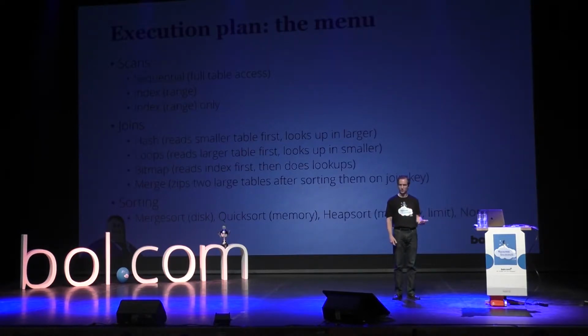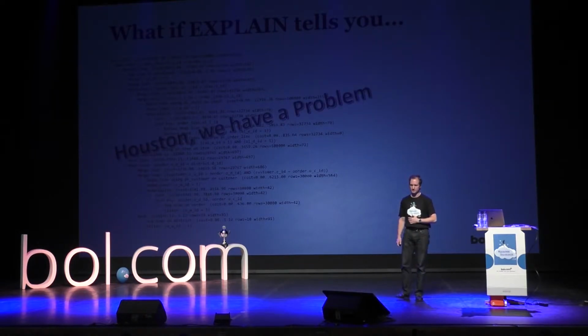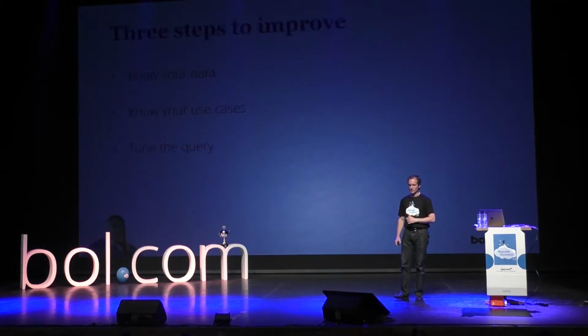Then, the menu: databases can do all types of scans, joins, sorts, whatever. You can find a lot of it online. The Postgres manual does a good job of it. You don't need the specifics unless you are really interested. But what if explain tells you this? The numbers in the costs are fairly high, which means, Houston, we have a problem. So, what do you do? You'd like to improve this.